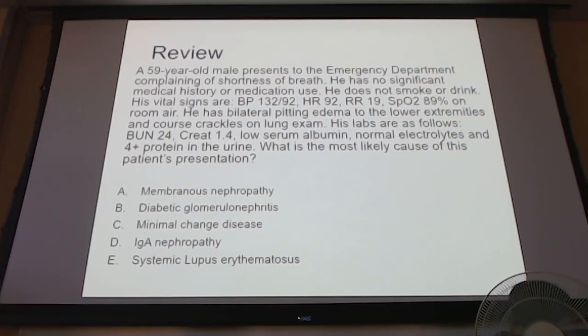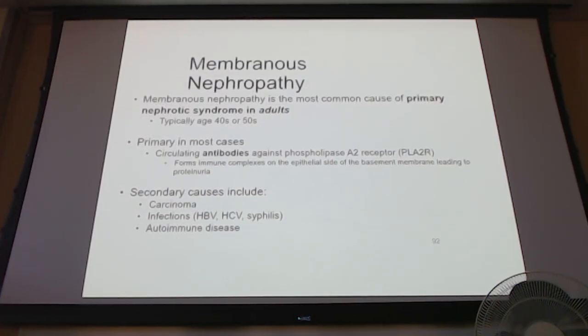Which of these are nephrotic syndromes? Membranous nephropathy. A and C. The patient is 59, so it's not going to be minimal change disease. Membranous nephropathy is the most common cause of nephrotic syndrome in patients that are non-diabetic, and there's nothing in this stem that would indicate the patient's diabetic. Okay, here's the slide from the slide deck. Membranous nephropathy, most common cause of primary nephrotic syndrome.